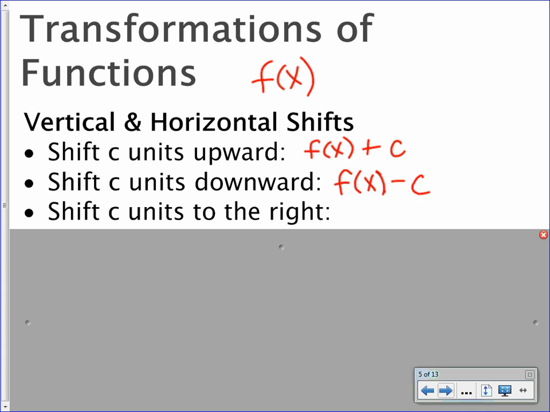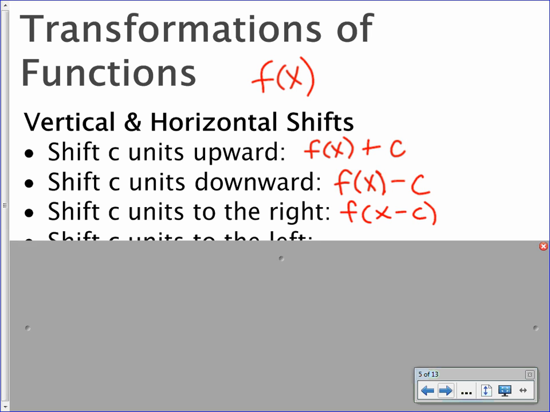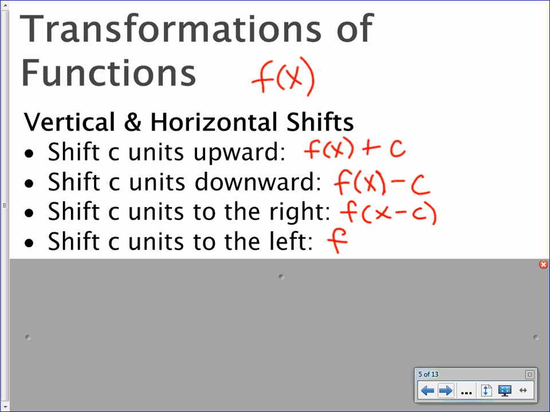All right. How about to the right? Subtract C where? From the inside of the function. From the inside. Okay, anything that we are going to do that affects the x values has to be inside of our function. Okay, so if I'm going to go to the right, first of all, it's inside and it's backwards from what we want to think. It's actually minus C. To move it to the left, we're going to have that plus C inside.